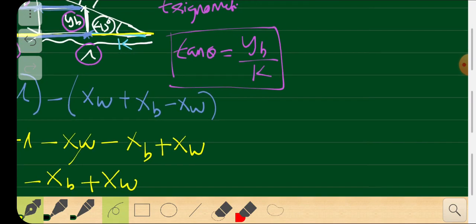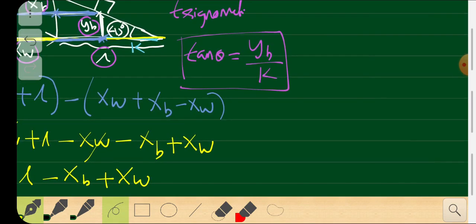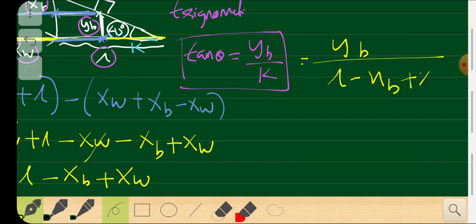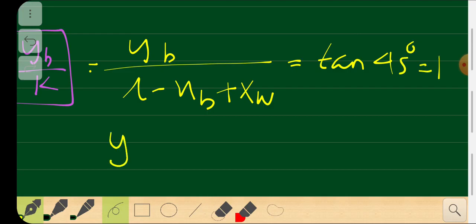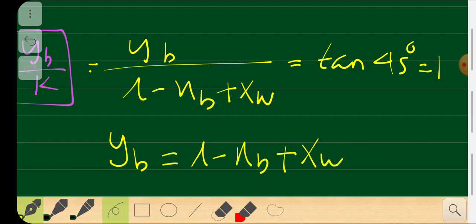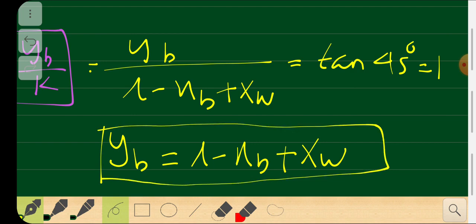Now substitute that back into this equation. So you get tan theta is equal to yb by L minus xb plus xw. Tan theta is tan 45 degrees, which is equal to 1. So you find out that yb must be equal to L minus xb plus xw. Very simple, so we have connected them all together. So we found out yb.